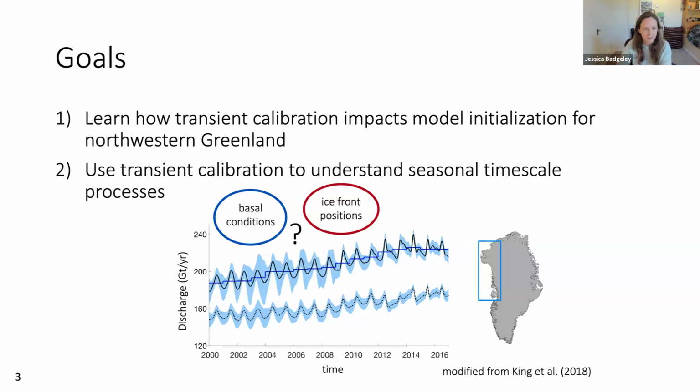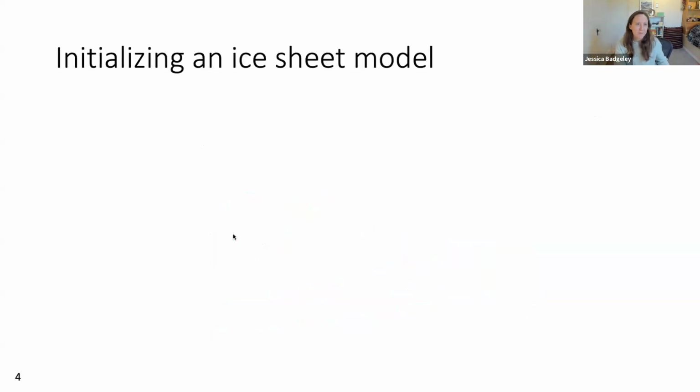Okay, so we'll start with the first one and see how far we get in these 15 minutes. So first, I wasn't sure how many people would be ice sheet modelers here, so think about how, when I go about setting up a model, both setting it up and initializing it, what things I might need to consider.